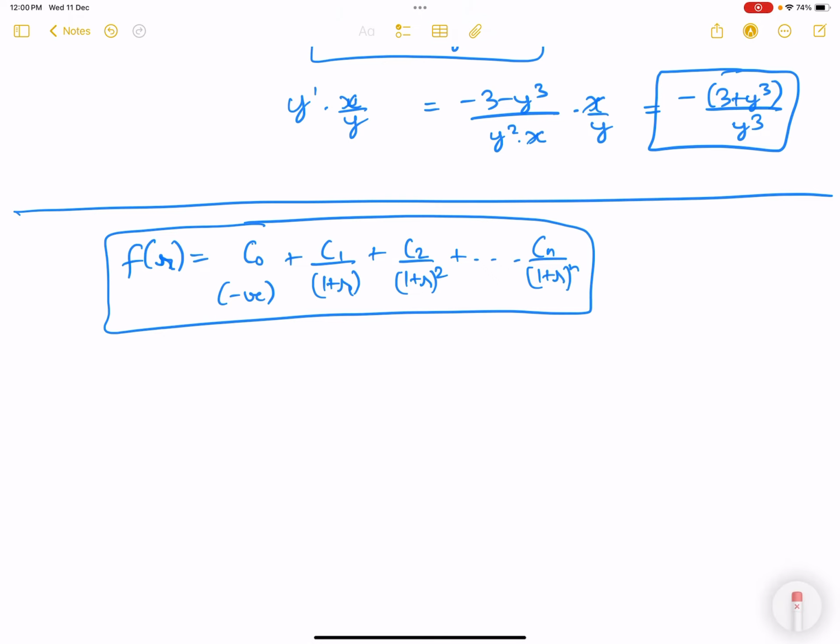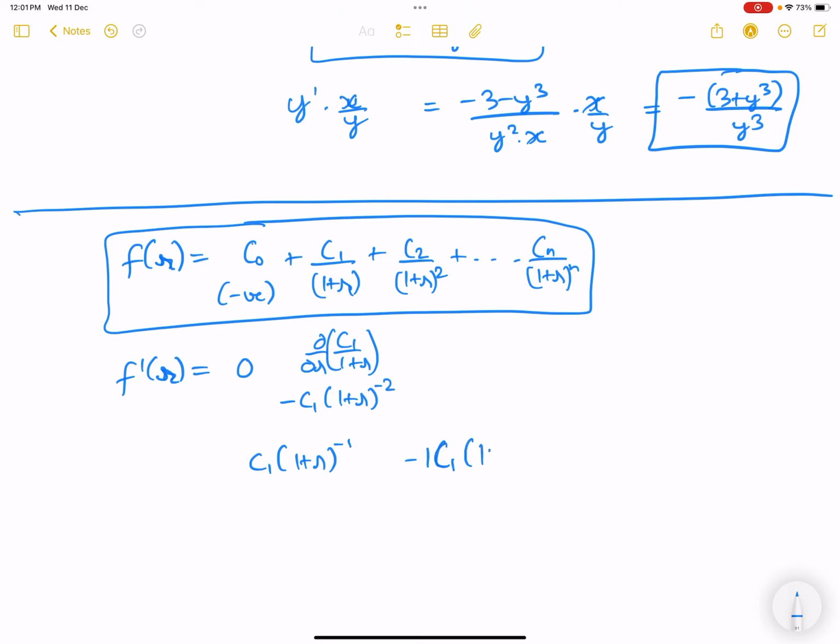First thing is, before doing this, let's look at how the function reacts. So the first derivative would be 0. The second derivative: we are differentiating c1 upon 1 plus r with respect to r. This is minus c1 (1 plus r) to the power minus 2. I'll show how. So the term is like this, and now if you want to differentiate this, it would be minus 1 into c1 (1 plus r) to the power minus 2.